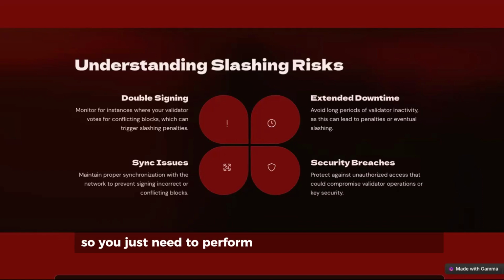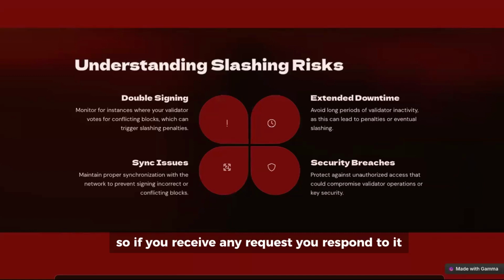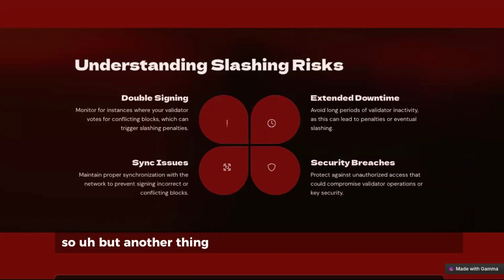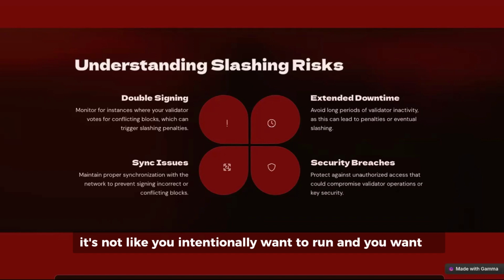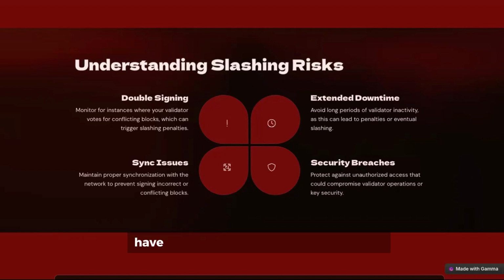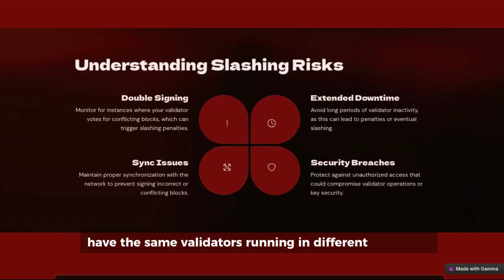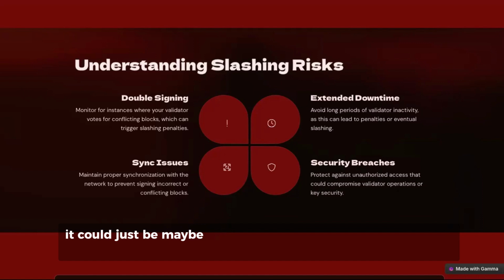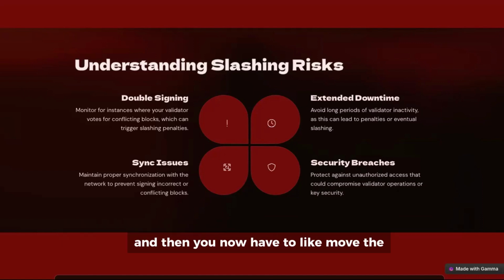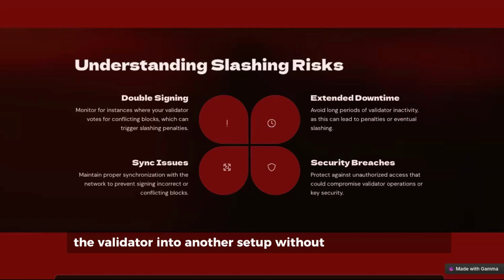It just needs you to perform your duty as and when needed. So if you receive any request, you respond to it. Another thing around slashing is that it's not like you intentionally want to have the same validators running on different machines. It could just be that something happened and one crashed, and then you have to move the validator key into another setup without even knowing that the other one is still running or still participating in the network.